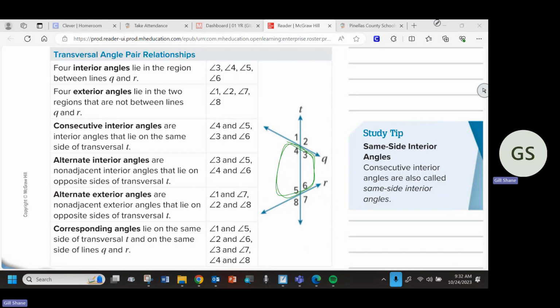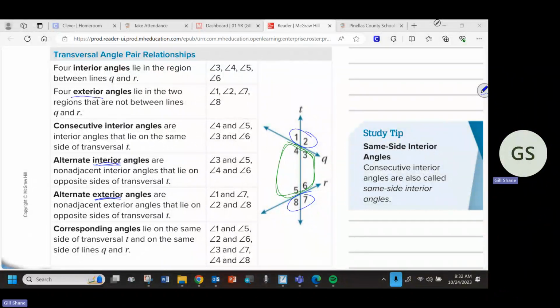So if they're not interior, what do you think they're called? Yeah, so for exterior, they just mean the other angles that are outside the line. So 1 and 2, 8 and 7 in this particular drawing. Now, there's some specific things that happen with interior and exterior.